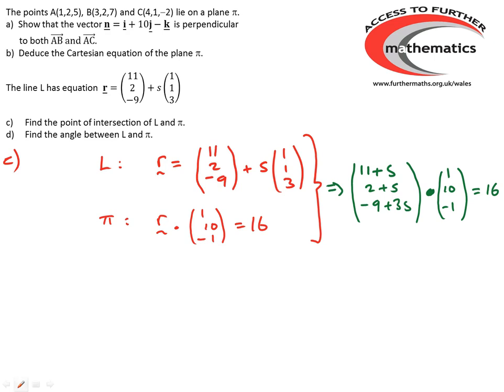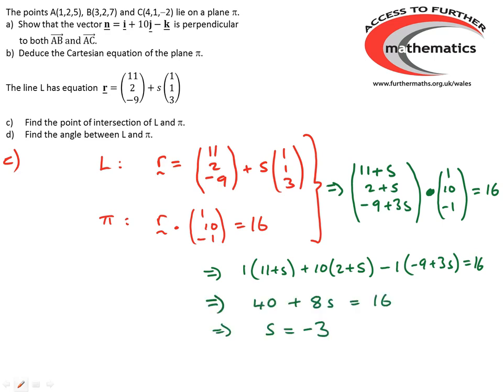So when we work out the scalar product, we've got one lot of 11 plus s, we've got 10 lots of 2 plus s, and -1 lot of -9 plus 3s must equal 16. Tidy that up, it becomes 40 plus 8s equals 16. So 8s must be -24 and s must be -3.